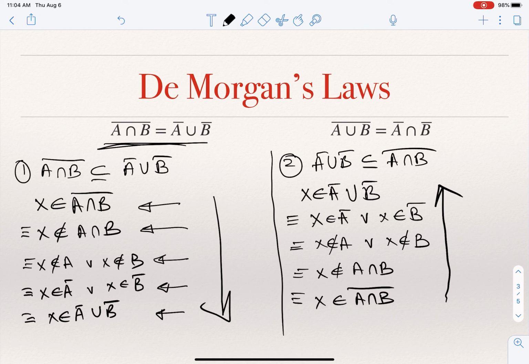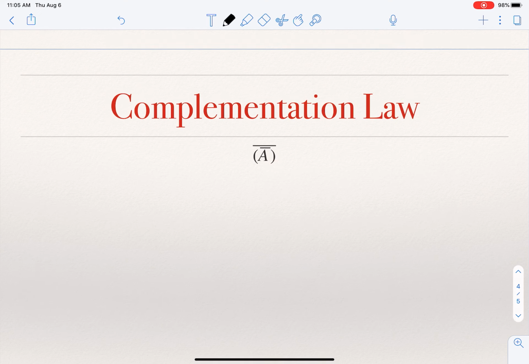So proving these two sides basically establishes that the complement of A intersection with B is the union of the complement of A and the complement of B. The same thing we can use to prove the other De Morgan's law, which I'm not going to show here, okay? But these are important identities that we use.